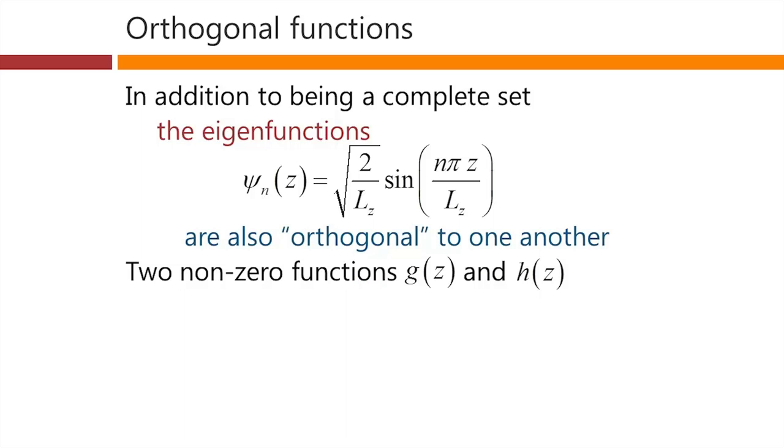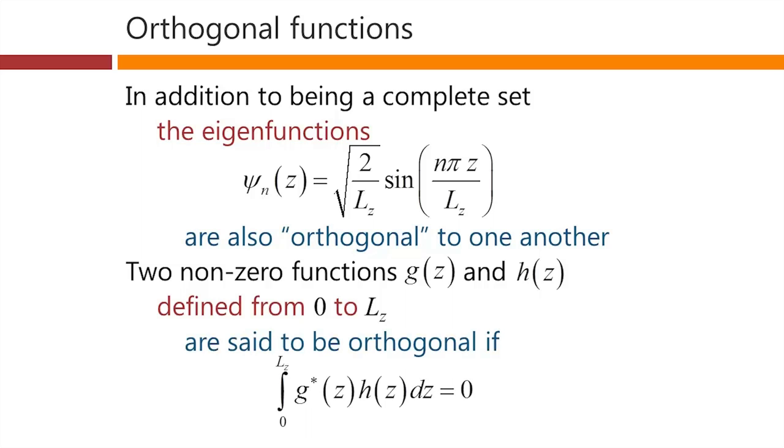Basically, the property of orthogonality applies if we have two non-zero functions. That means this function mustn't be 0 everywhere, and this function mustn't be 0 everywhere. And these two functions are defined from 0 to Lz. Then they are orthogonal if this integral, the complex conjugate of g of z times h of z, integrated from 0 to Lz, is 0. That's what we're going to define as the orthogonality of these two functions, for the case where they're defined from 0 to Lz.